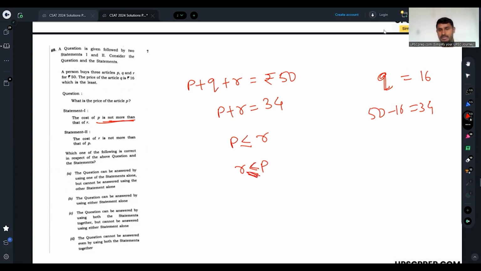So if you combine these statements together, it is sure that P is equal to R, right? So if P is equal to R, then P will be equal to 17 and R will be equal to 17, because the summation of P plus R is 34, right? So we will be able to answer the question, what is the price of article P, by using both the statements. So option C will be the correct answer in this case.